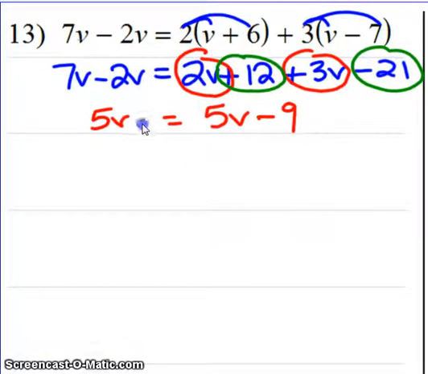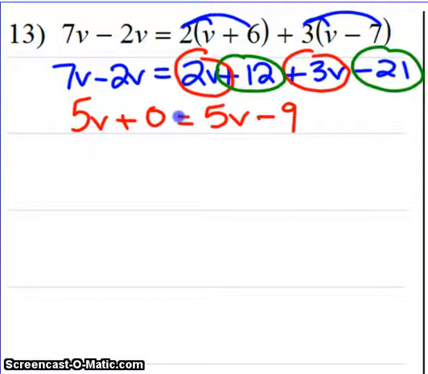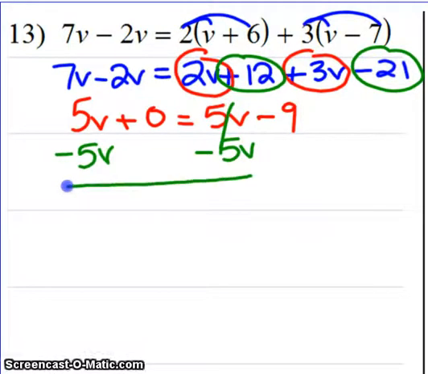Okay. Now, I'm going to just put a plus 0 on this left side right here. And now I'm going to attempt to combine the v's. So I'm going to bring the 5v over to the left side to see if we can combine like terms. So I'm going to subtract it because it's positive. Now again, you notice that in this situation, both of these terms will cancel out, leaving me with just 0 equals negative 9.